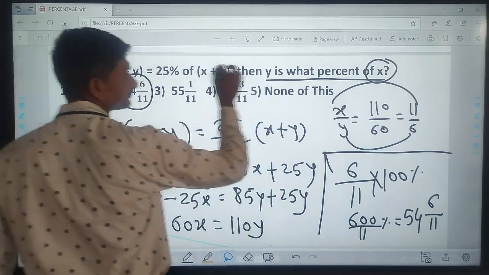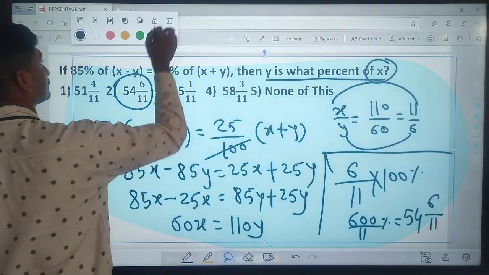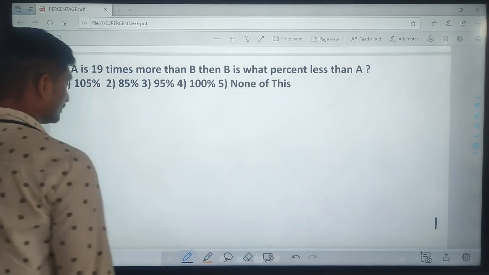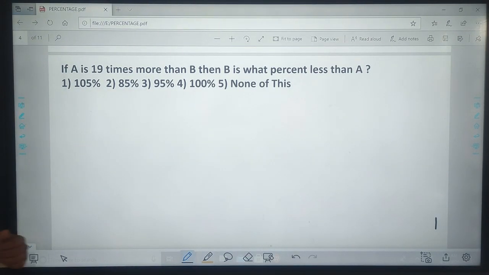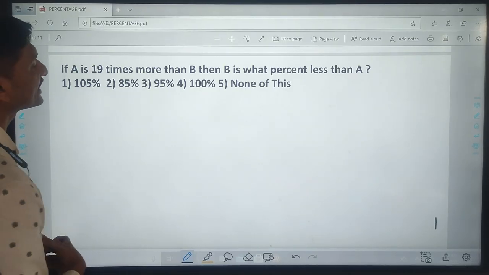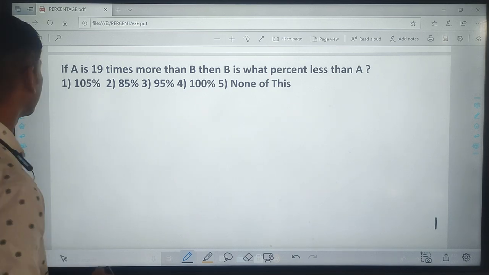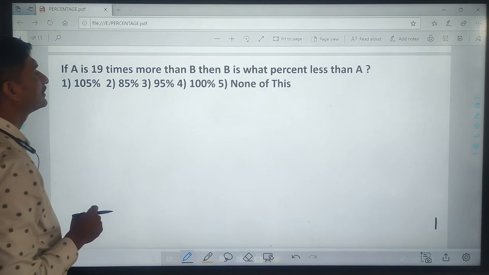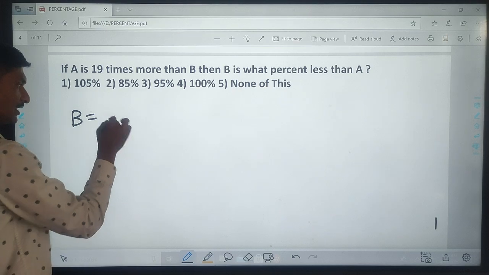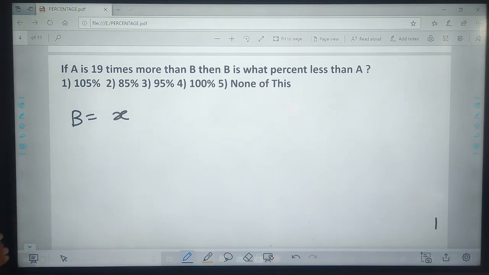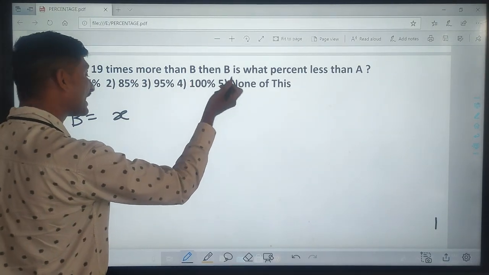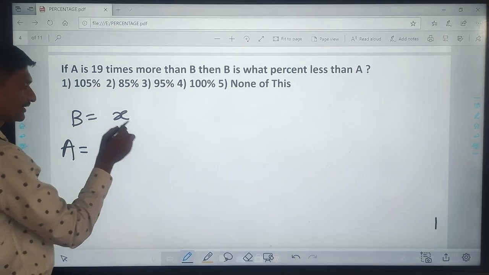Now next, A is 19 times more than B. Then B is what percent less than A? Here A is 19 times more than B. Here B is x. Then A is 19 times more than B.